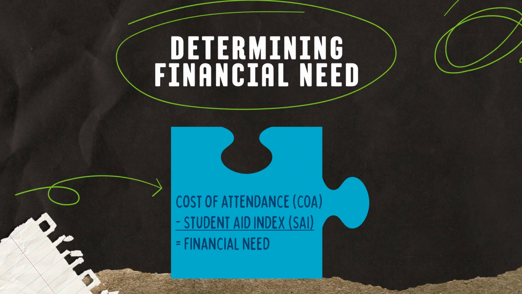Determining financial need. So why are COA and SAI important in this process? We use them to determine a student's financial need for the year. Financial need determines how much and what types of aid a student may receive. It's important to note that colleges may not be able to offer enough financial aid to meet the student's total financial need. Here's the simple formula: the cost of attendance minus the Student Aid Index equals financial need.